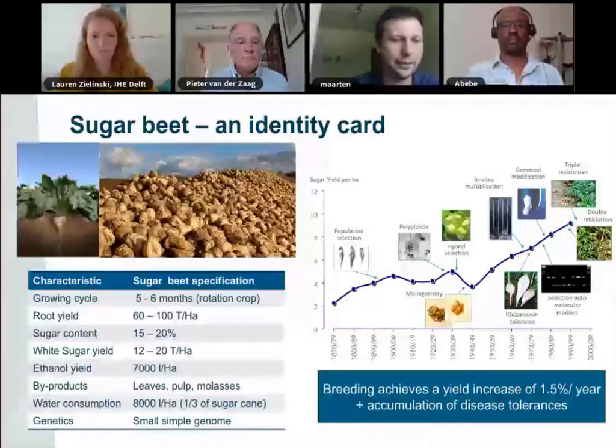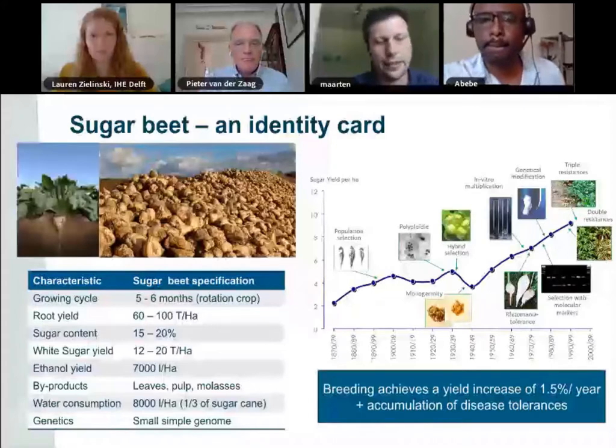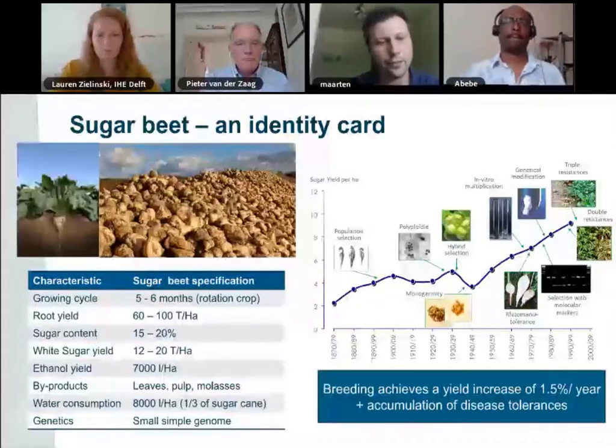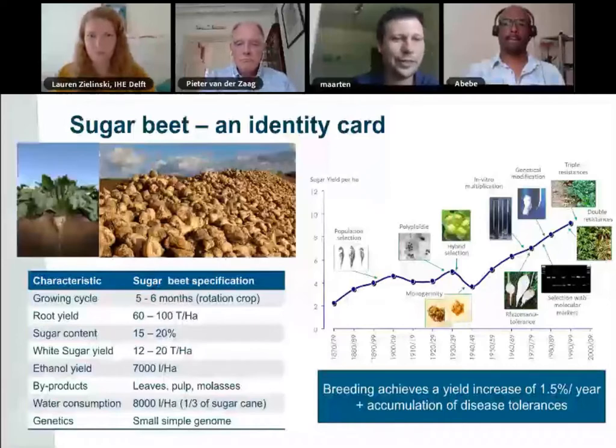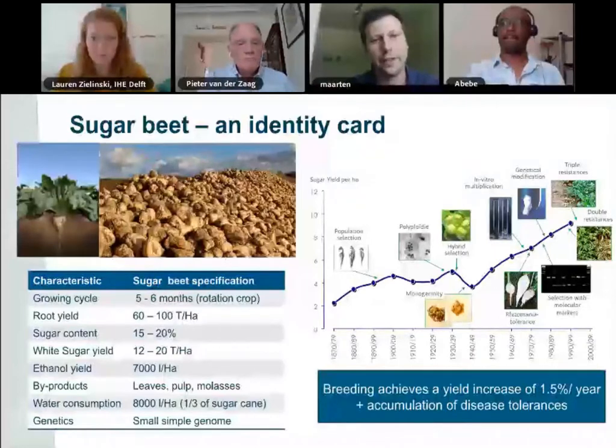And like mentioned in the video, I think a big difference or a big strength of our crop is the low water requirement. So even in tropical regions or in regions with very high irrigation, it never exceeds 8,000 liters per hectare. So on average, the water consumption is about three times lower than that of sugar cane. And a second interesting characteristic of sugar beet is that it has a very small and simple genome, which allows for a very active and dynamic breeding.